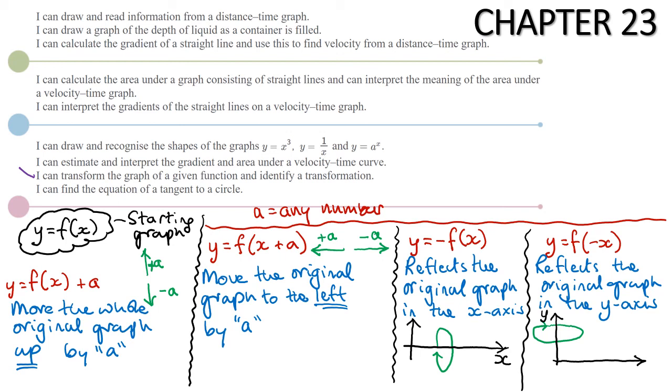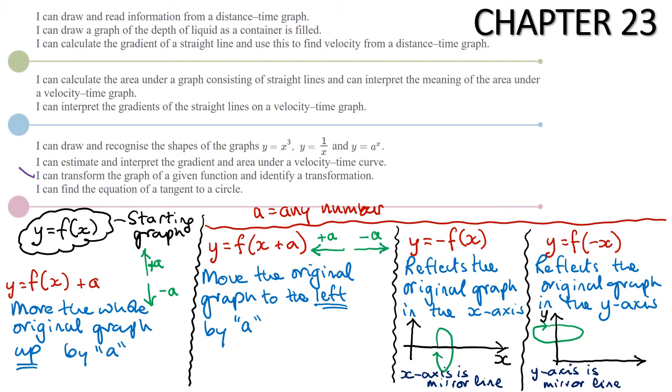So I suppose I could write down here, x-axis is mirror line, reflecting, and here y-axis is mirror line. So we need to know those different four transformations, and maybe if a graph is given and something's happened to it, we should be able to work out which of the transformations it is.